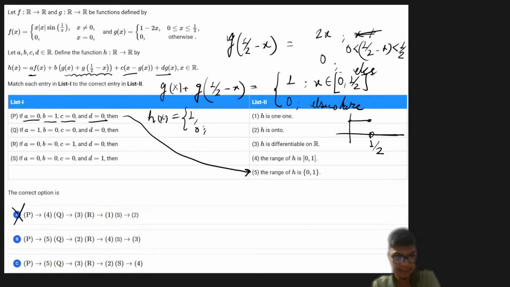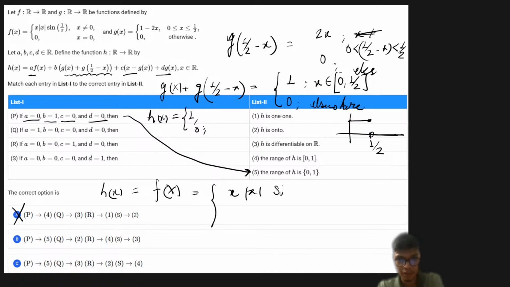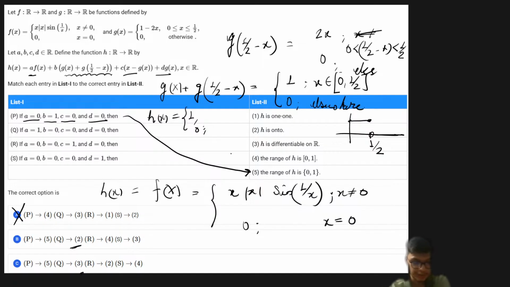Now, out of option B and C, if you look at only Q, then only you are going to get the answer. Now, if you put a equal to 1 and rest things as zeros, then your h of x is equal to simply a of x, and that is basically x into mod of x into sine of 1 upon x for x not equal to 0, and 0 when x equal to 0. Now if you look at the differentiability concept, because the Q can go to either 2 or 3, let us try to analyze over here.